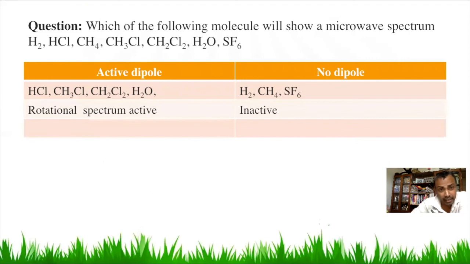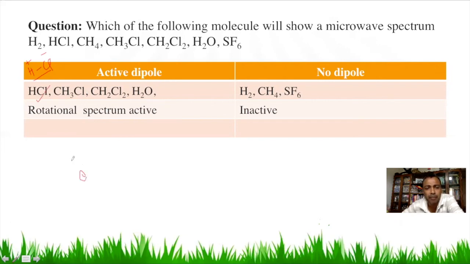Now let's come to another important question which has been asked many times: you are asked to find out which molecules are active in the vibrational rotational spectrum or the microwave spectrum. For such questions, always try to figure out which molecules have a dipole. For example, in HCl, H is positive and Cl is negative, so definitely there is a dipole. So this one is rotationally active.